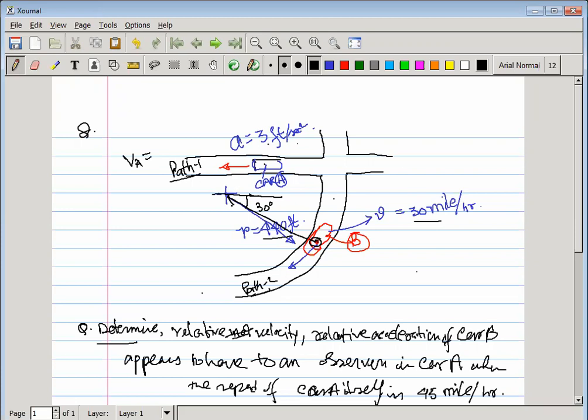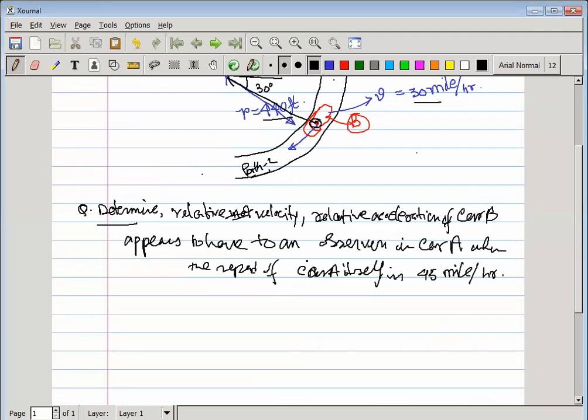Now in the question they said to find the relative velocity and the relative acceleration of car B with respect to an observer in car A when the speed of car A is 45 miles per hour. Clear? This is the question. So now we have to solve this.